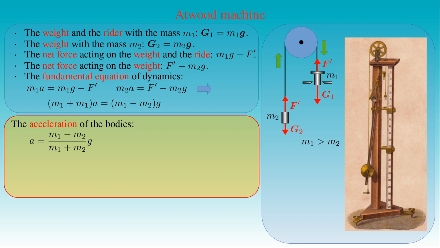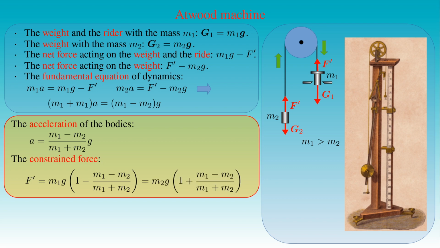By substituting this result into the fundamental equations applied for the moving bodies, the magnitude of the constrained force F' can be written as the mass m1 times the magnitude of the gravitational acceleration g, times the quantity of 1 minus the ratio of the difference of the masses m1 and m2 to the sum of the masses m1 and m2. Or the mass m2 times the magnitude of the gravitational acceleration g, times the quantity of 1 plus the ratio of the difference of the masses m1 and m2 to the sum of the masses m1 and m2. If we insert spring scales in the vertical parts of the strings, then we can measure the constrained force F', which is less than the weight g1 and greater than the weight g2.